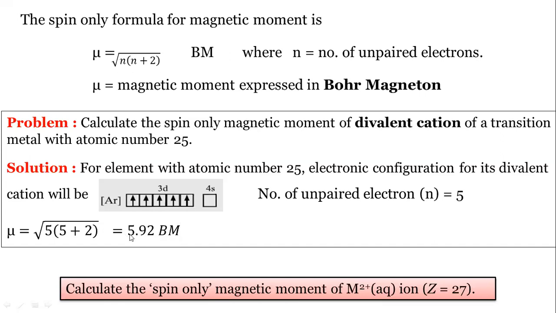Tomorrow I will discuss how to calculate unpaired electrons, because if 2 electrons are given from 4s, there will be 5 unpaired electrons. If you know the unpaired electrons, then it is very easy to calculate the magnetic moment. But if you don't understand how to calculate the unpaired electrons, then it is very difficult to calculate the magnetic moment.